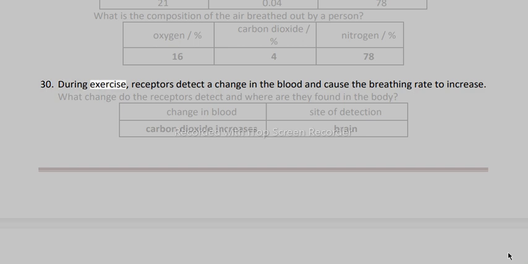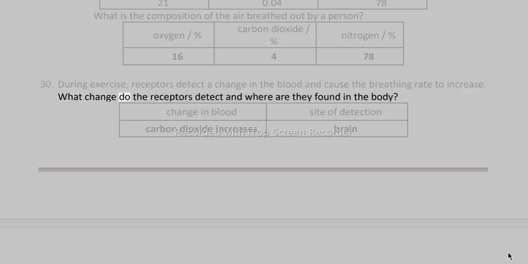30. During exercise, receptors detect a change in the blood and cause the breathing rate to increase. What change do the receptors detect and where are they found in the body? Change in blood, site of detection: carbon dioxide increases, brain.